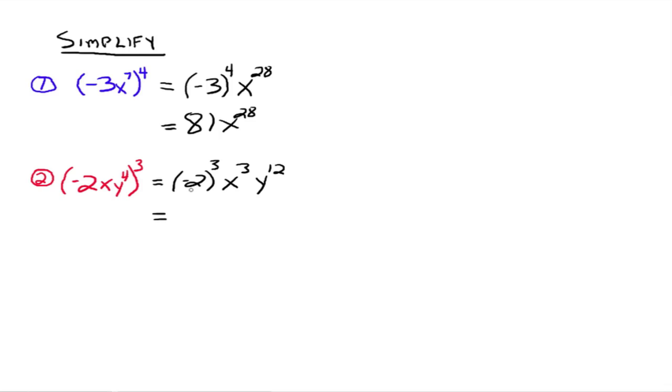So then all of this goes to negative 2 to the 3rd. Negative 2 times negative 2 is 4, and 4 times negative 2 is negative 8. x to the 3rd, y to the 12th. Okay, everybody seeing how this is working?